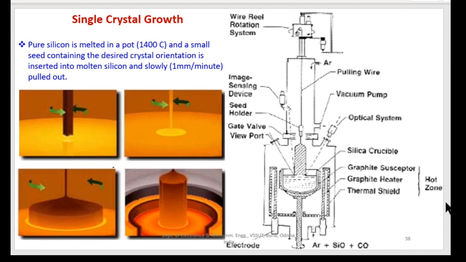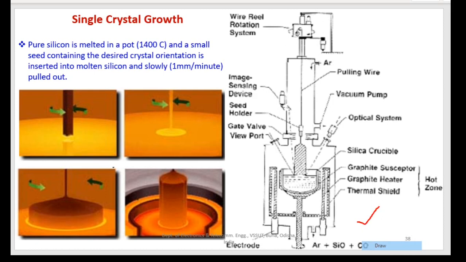The first step is to form the silicon crystal. Silicon crystal is grown by a method known as the Czochralski method. The spelling is something like this. And this is the setup for the Czochralski method.